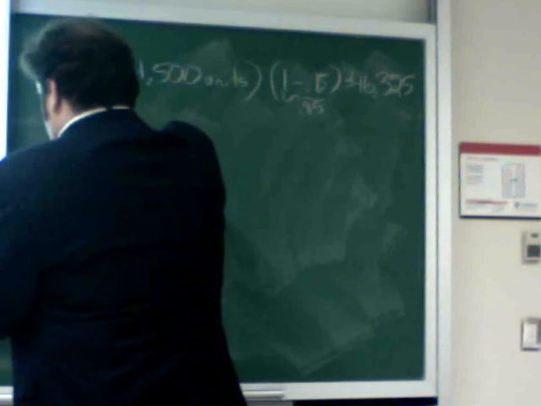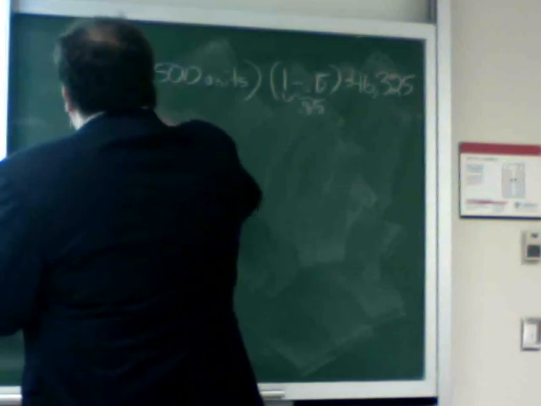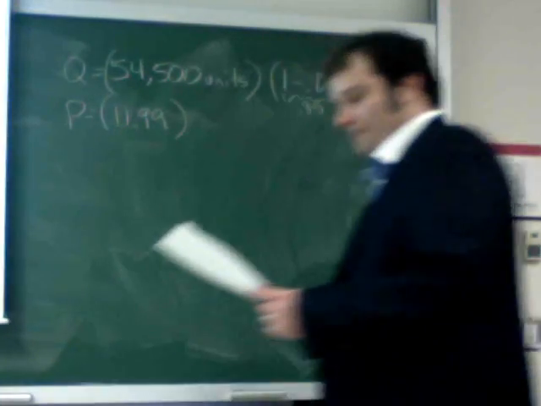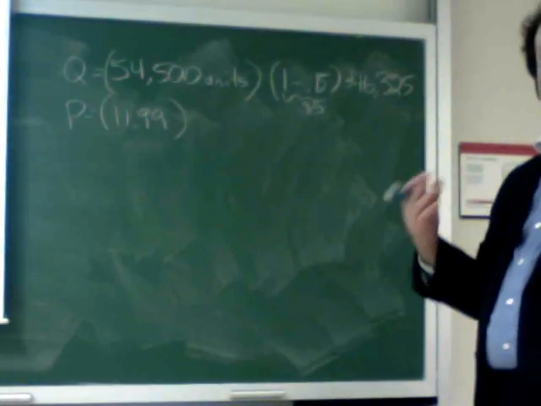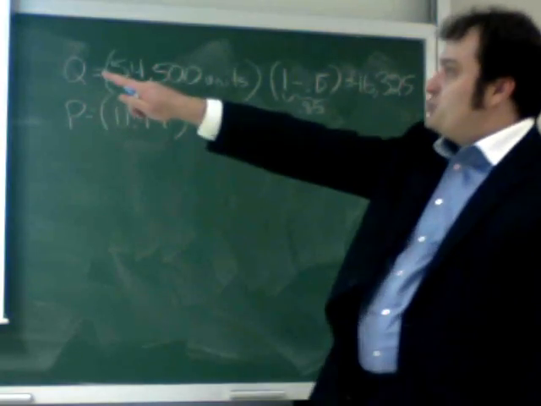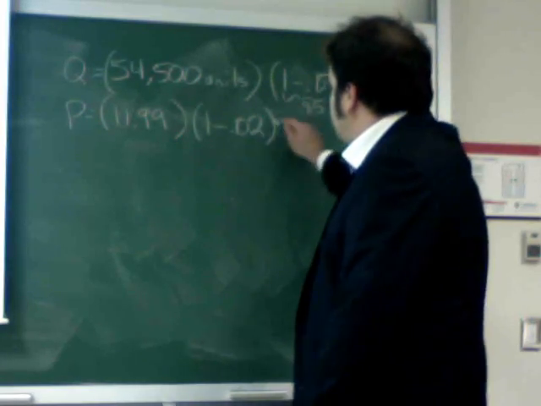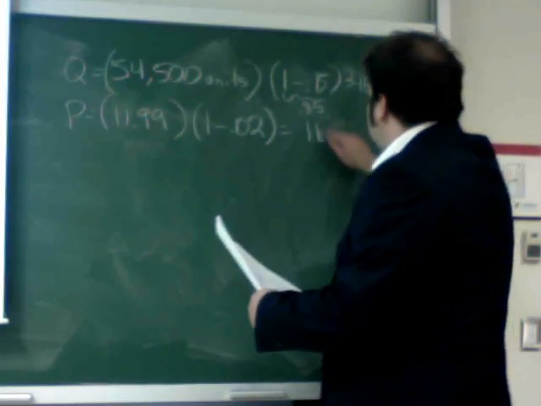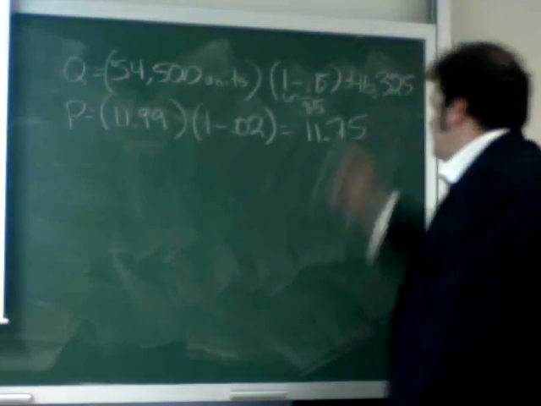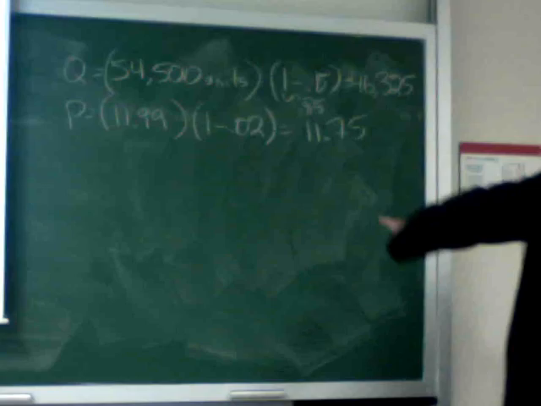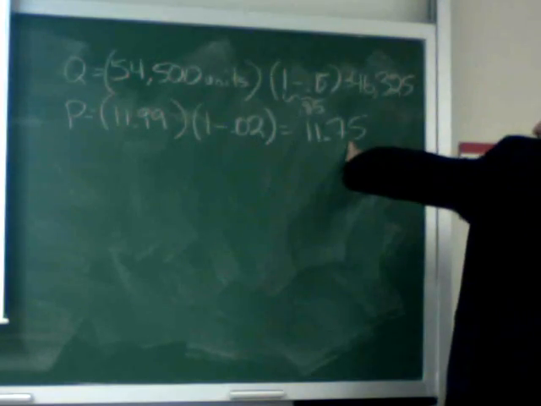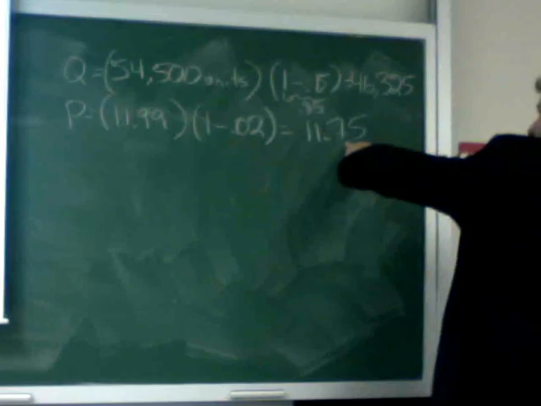So that's 46,325. The price in the average case is $11.99, but in the worst case it's minus 2%, so that's going to be 1 minus 0.02, which is $11.75. So you can see that in the worst case you'll sell fewer units and at a lower price.